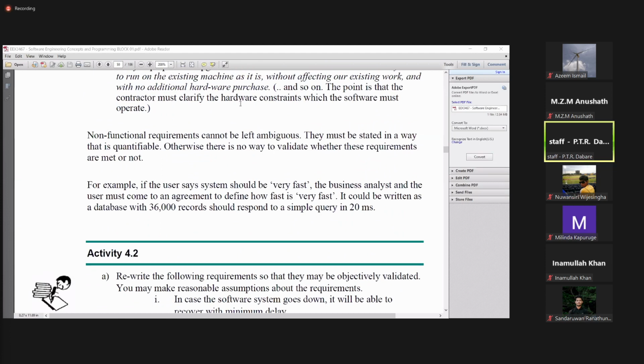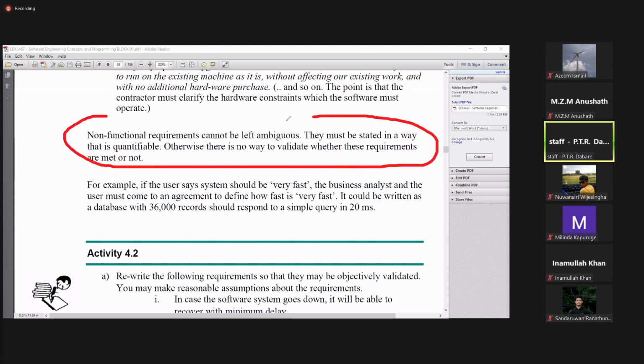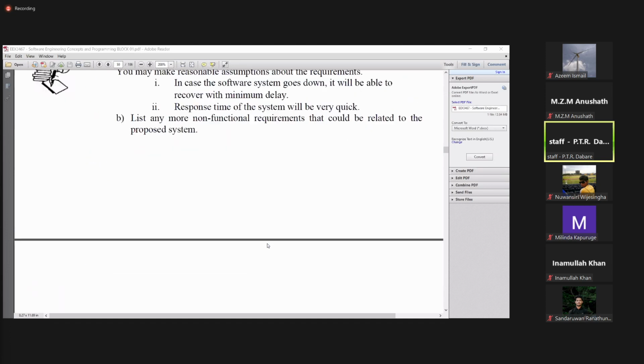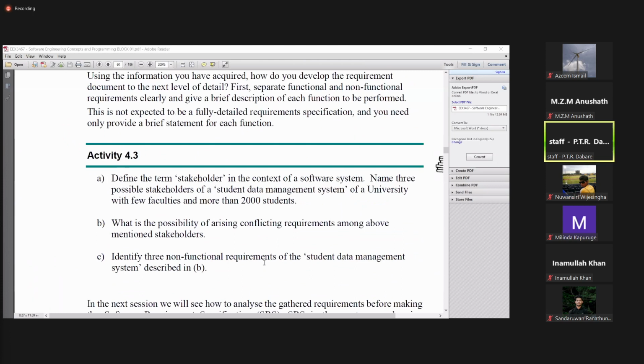So students, remember this one. Non-functional requirements cannot be left ambiguous. They must be stated in a way that is quantifiable. Otherwise, there's no way to validate whether these requirements are met or not. Right? Okay. So now we learned that part as well.